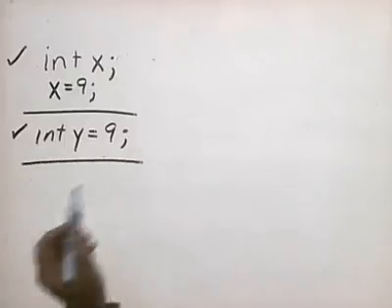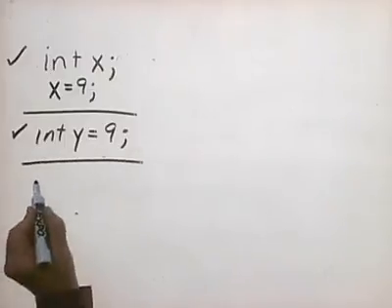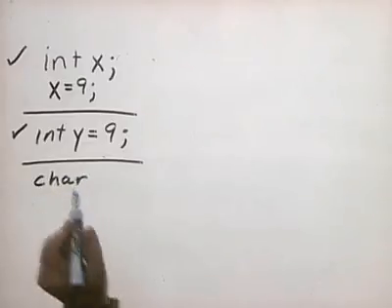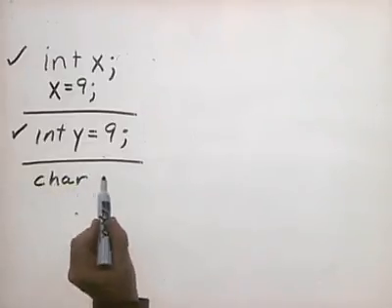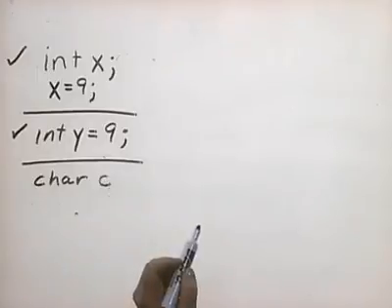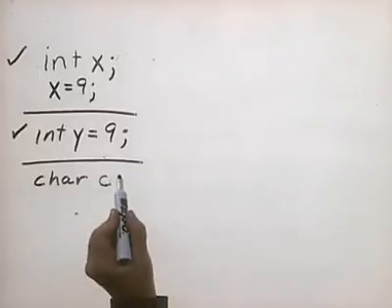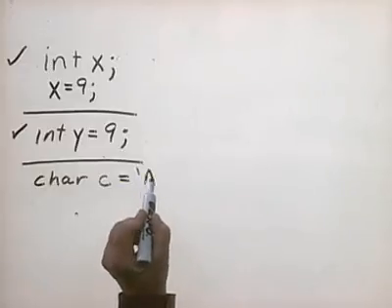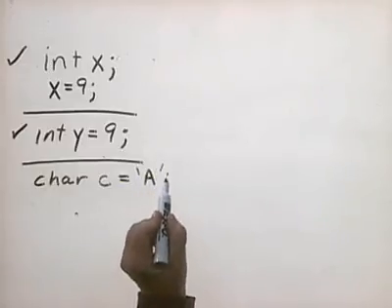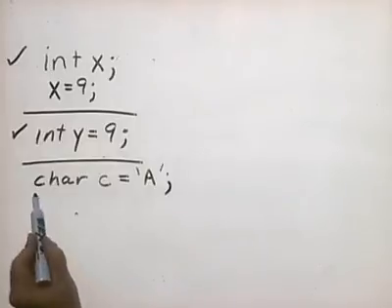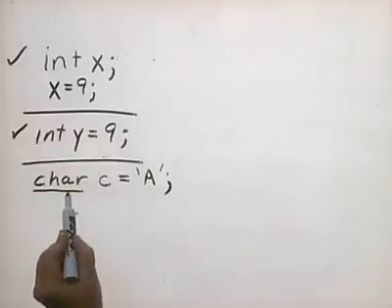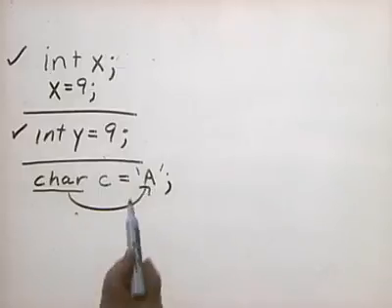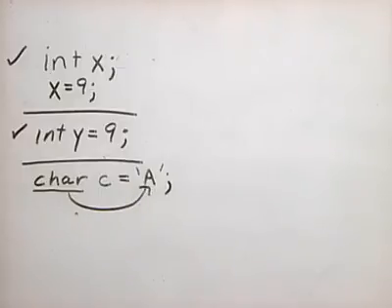The other thing to take a look at is the declaration of a char. A char is one character. So for example, if I had a variable called c of type char, I would assign it this way. When you declare char variables and you assign a literal, that literal character has to be surrounded in single quotes.